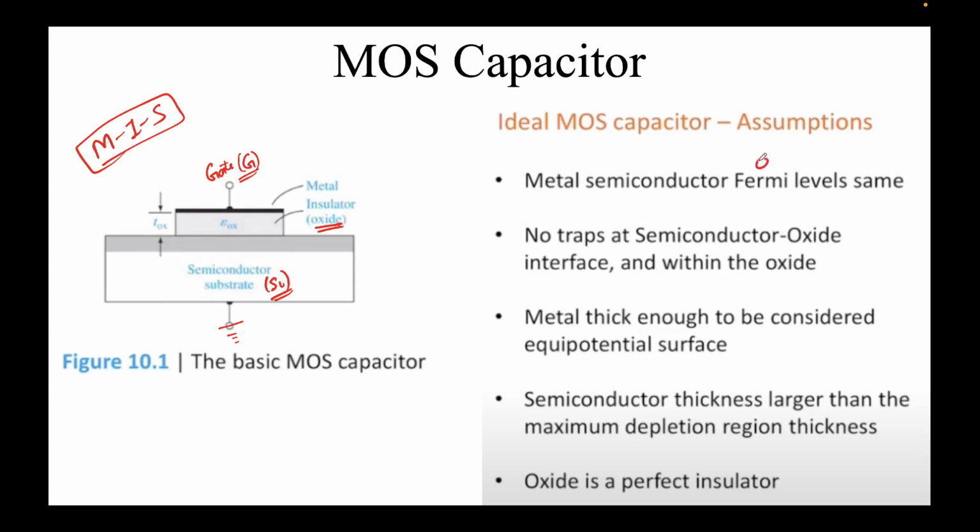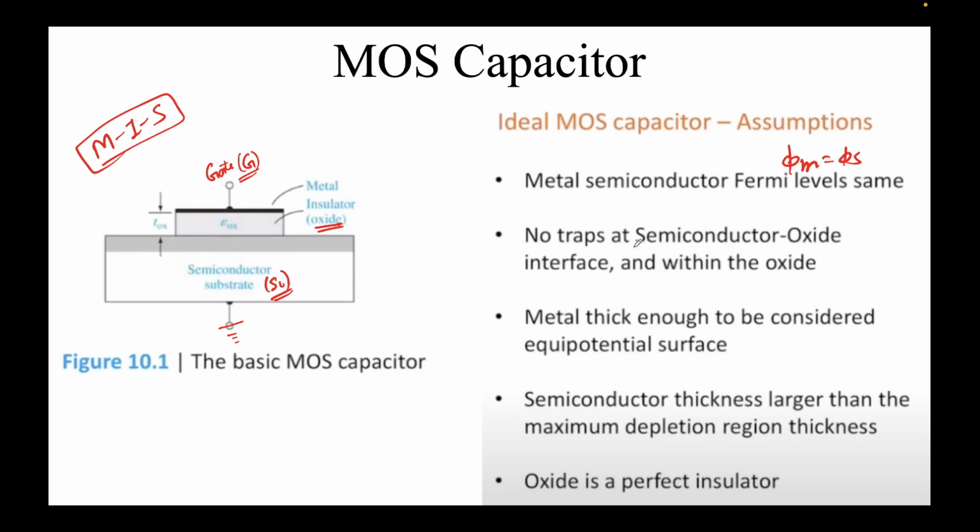Phi m equal to phi s, rather, not phi fm, because the work function already takes into account that we are talking from the Fermi level itself. So I'm talking about phi m equal to phi s. This is the assumption. Unless the problem states otherwise, we'll assume this is true.